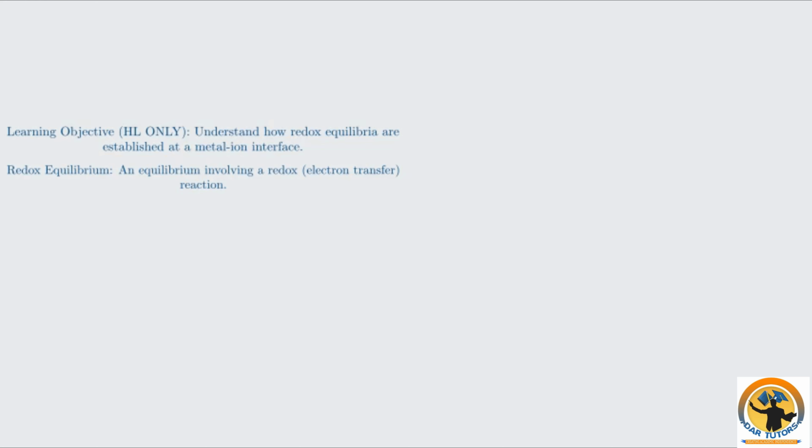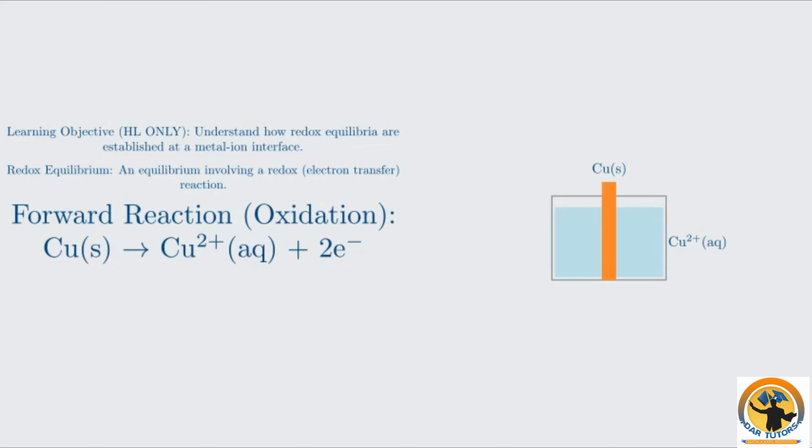Consider a simple system, a copper rod placed in an aqueous solution of copper(II) ions. This creates an interface between a solid metal and a solution of its ions. At this interface, two opposing processes begin immediately. First, copper atoms from the rod lose 2 electrons and enter the solution as copper(II) ions. This leaves the 2 electrons behind on the surface of the rod, which consequently builds up a negative charge. This is the oxidation, or forward reaction. Cu solid goes to Cu2+ aqueous plus 2 electrons.